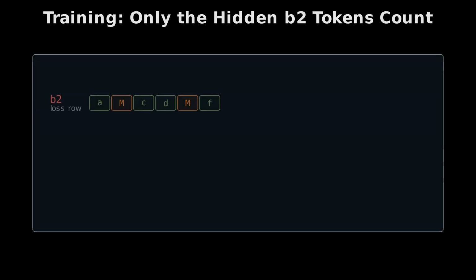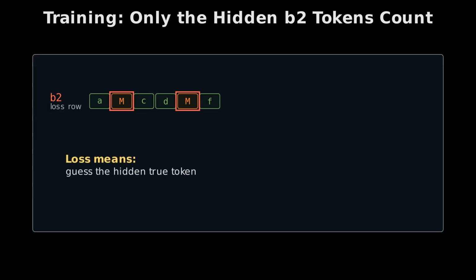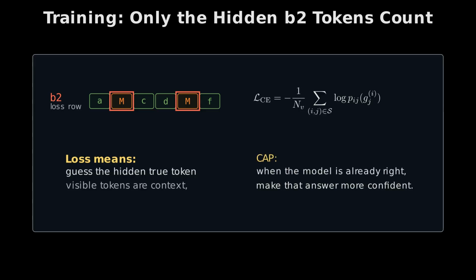The dartboard appears to separate training from the earlier layout. The B2 row appears because only this row is supervised. The red boxes are drawn on the hidden tokens because those are the only positions counted in cross-entropy. The short-loss text translates the formula into words. The formula then writes the same idea precisely. Cap appears on the right as an extra confidence term. When the model is already right, make that answer sharper.